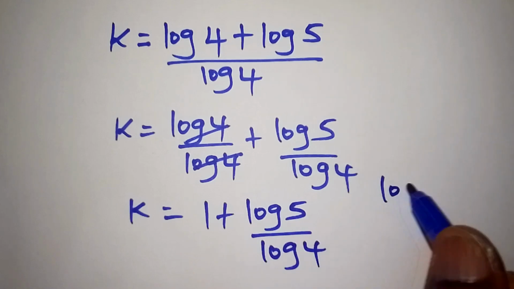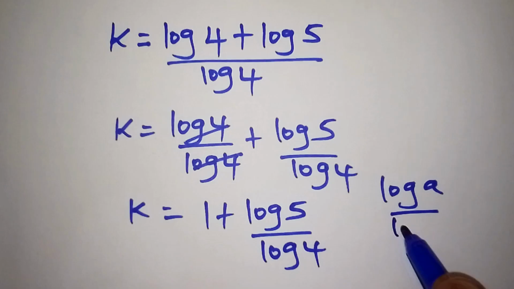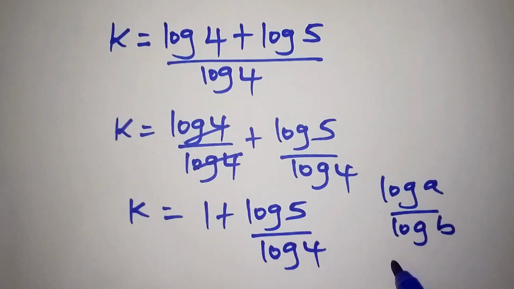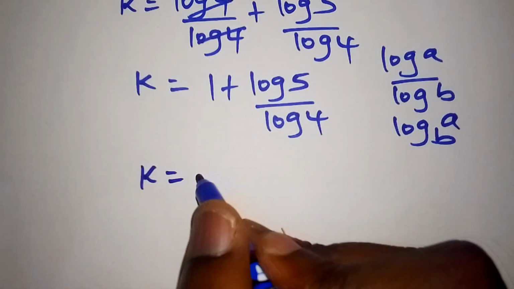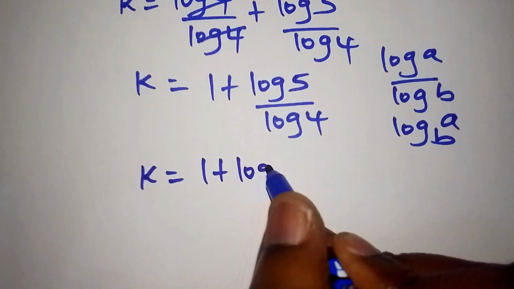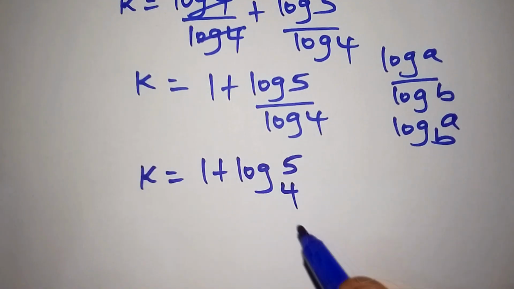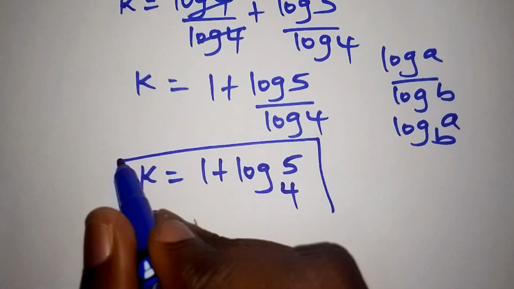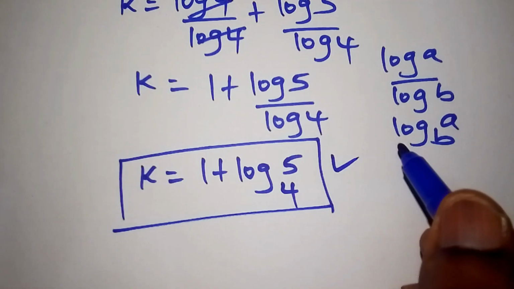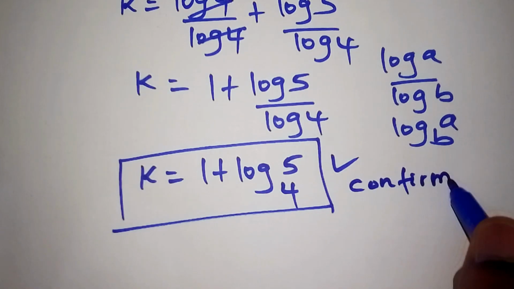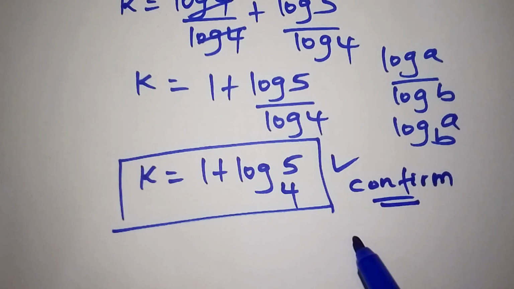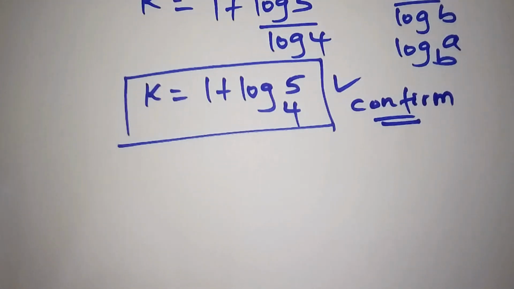When you have, for example, log a all over the log of b, this can also be written as the log of a to the base of b. So finally, our value for k is equal to 1 plus the log of 5 to the base of 4. Now this shall qualify to be our correct answer. We can still confirm it and see if it is the real answer. So let's now confirm the problem that we had.